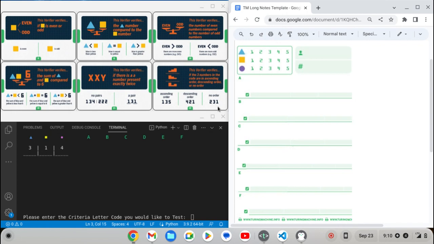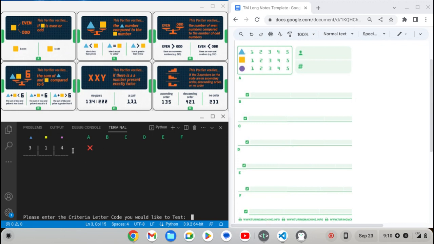Now remember, the objective of today's puzzle is to find that unique 3-digit code that abides by all of the 6 criteria cards we just discussed. And we're going to start off with an initial proposal of 314. So the first thing I want to test is I want to know a little bit about that middle digit. So let's go ahead and test criteria card A.